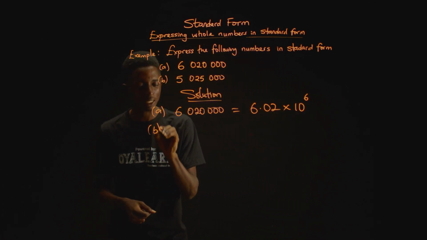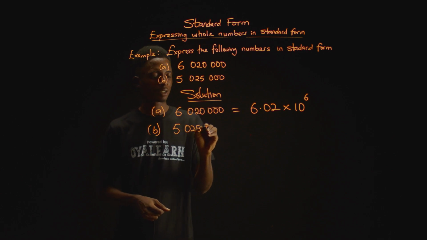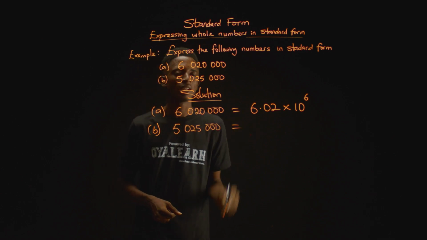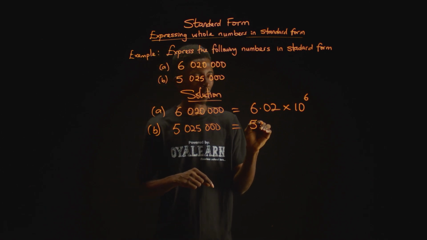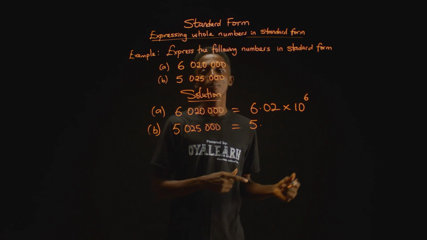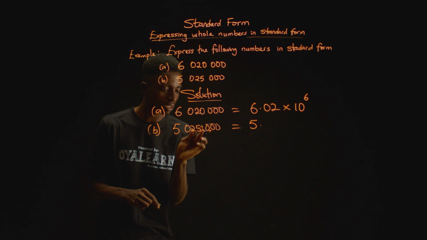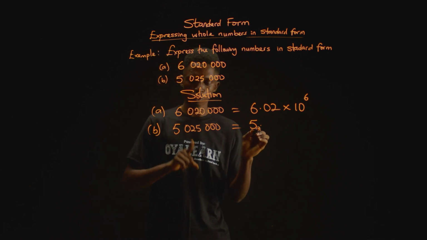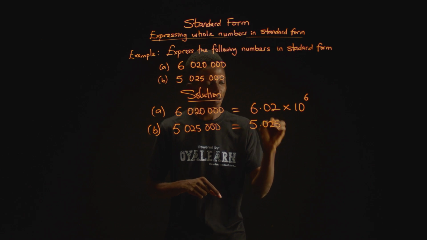So for the part B, we have 5,025,000. Now writing this in standard form means we'll have 5 point. Then we read off the other numbers till we get to the final non-zero number. And the final non-zero number here is 5. So we would have 0 2 5.